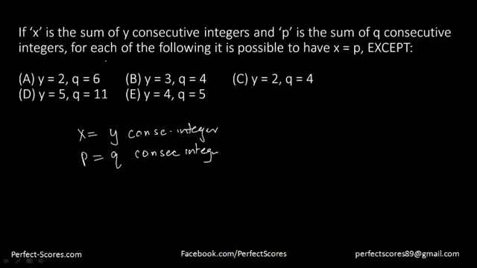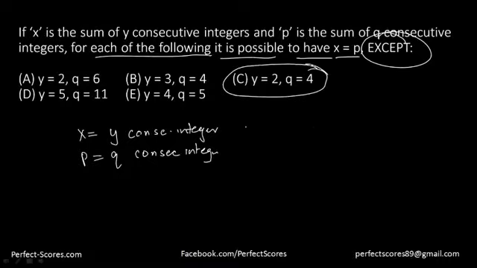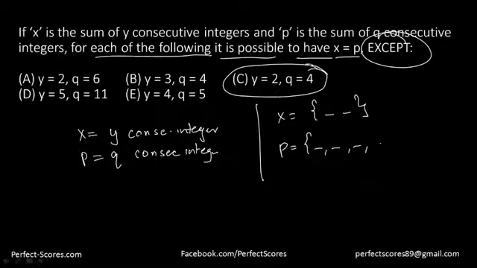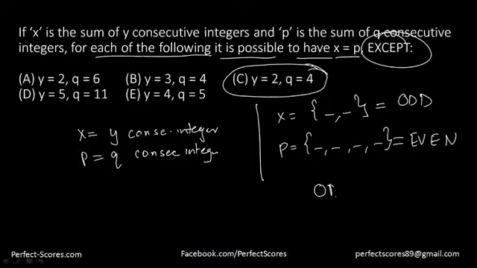Now, for each of the following values, it is possible to have x equal to p except. Well, I would choose answer option C, because if x is the sum of any 2 consecutive integers and p is the sum of any 4 consecutive integers, then x is always going to be odd and p will always be even, and it is not possible for me to have odd equal to even.